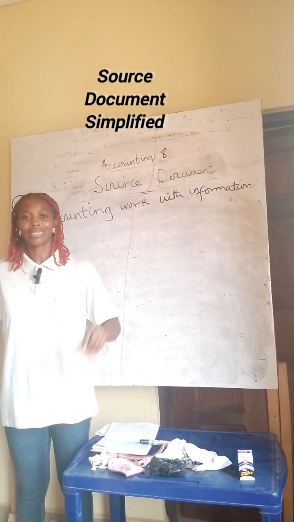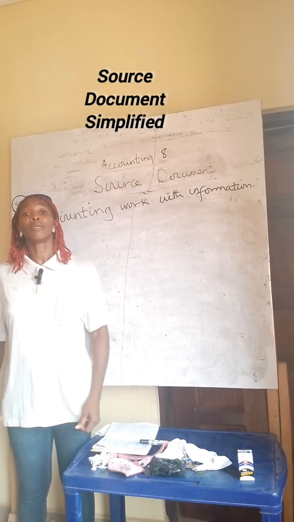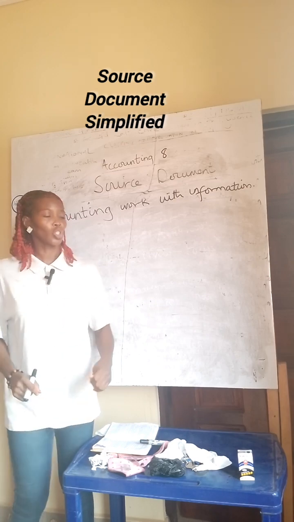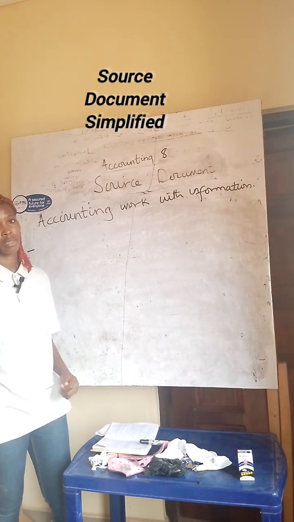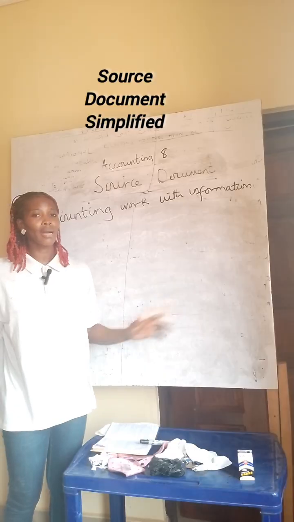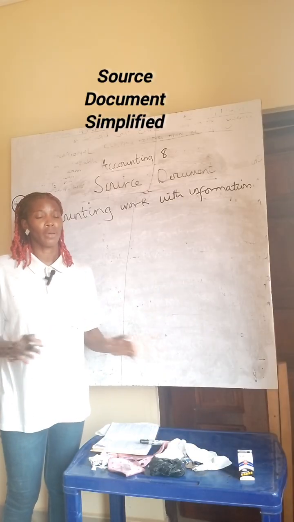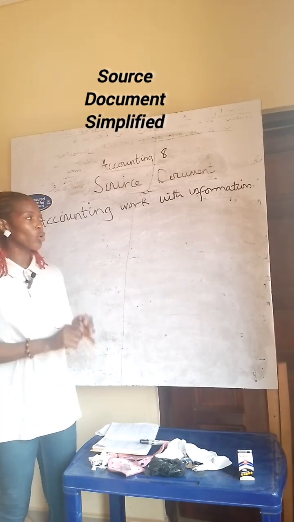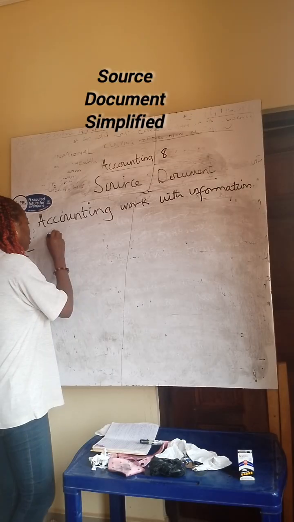And where do you write these transactions down? Where do you write what has happened in your business down? You write them in your source documents. Now, there are several kinds of source documents. There are a whole lot of them. A very popular one that we know is our what? Receipts.